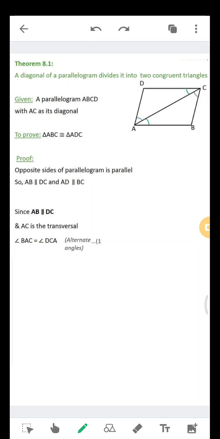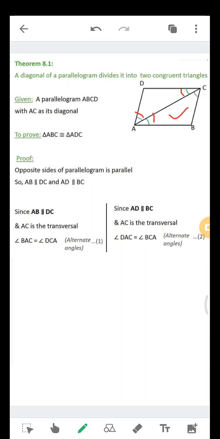Here AB is parallel to DC and AC is the transversal. So angle BAC is equal to angle DCA. They are alternate angles. In the same way, we'll get another pair of alternate angles. This angle is equal to this angle. So we have got two angles of this triangle equal to two angles of the other triangle.